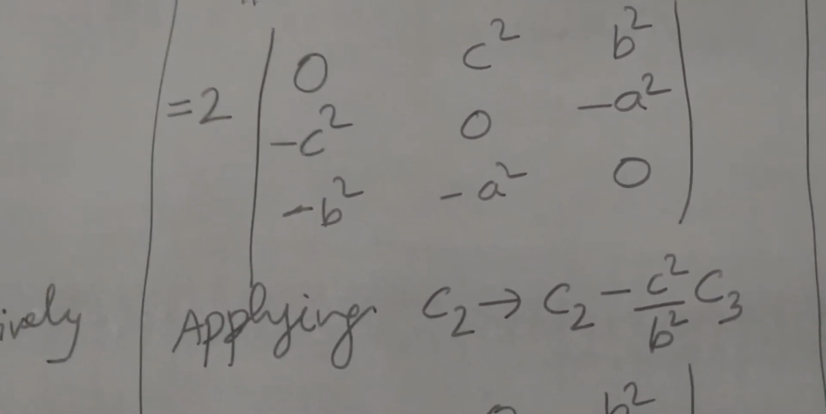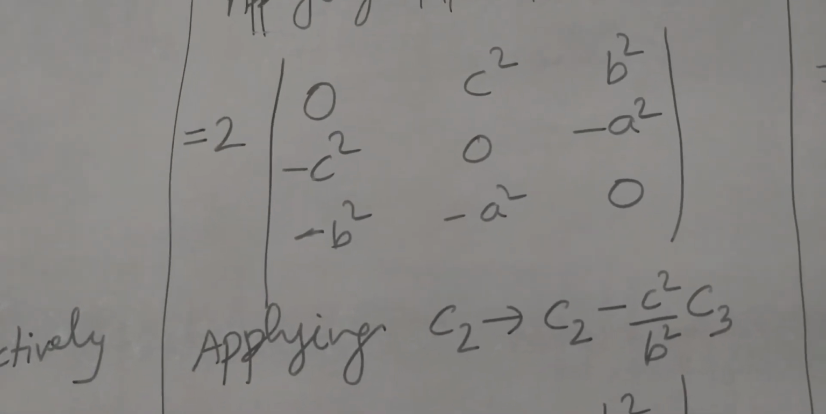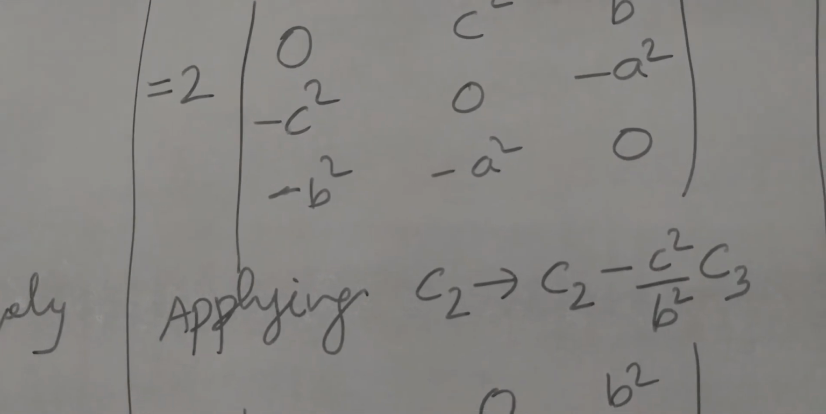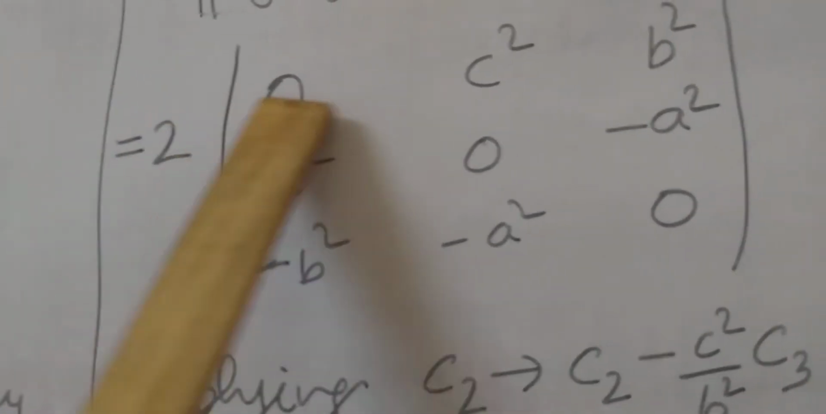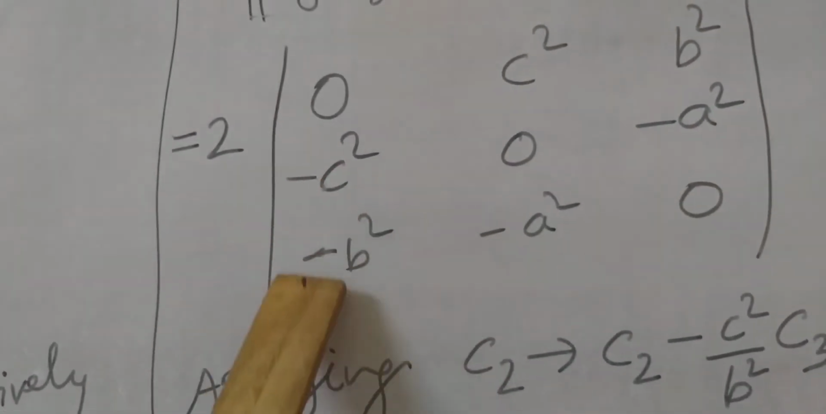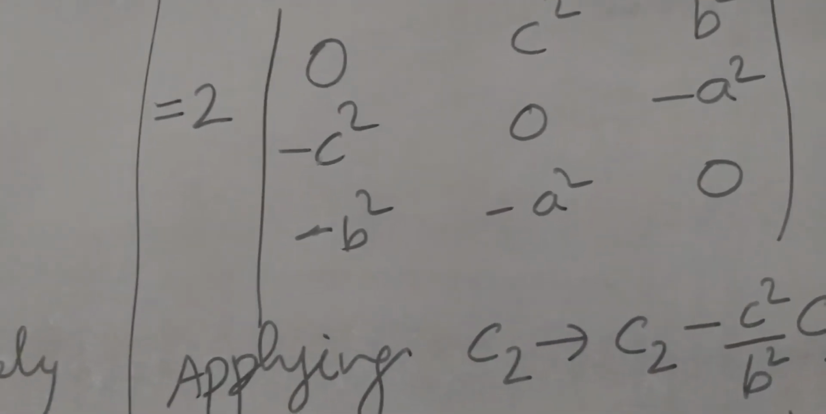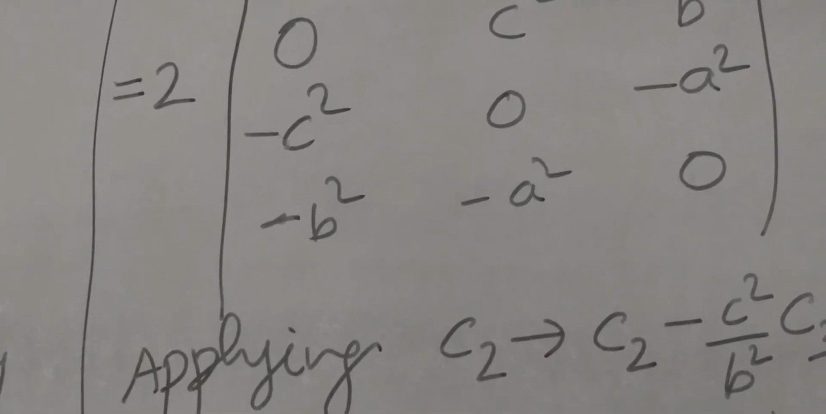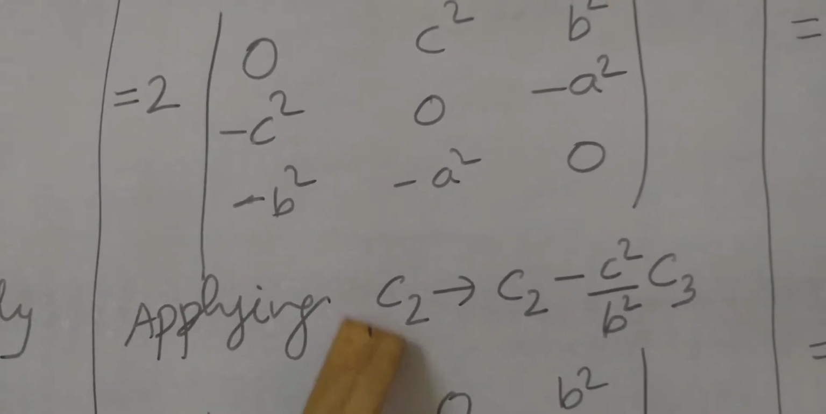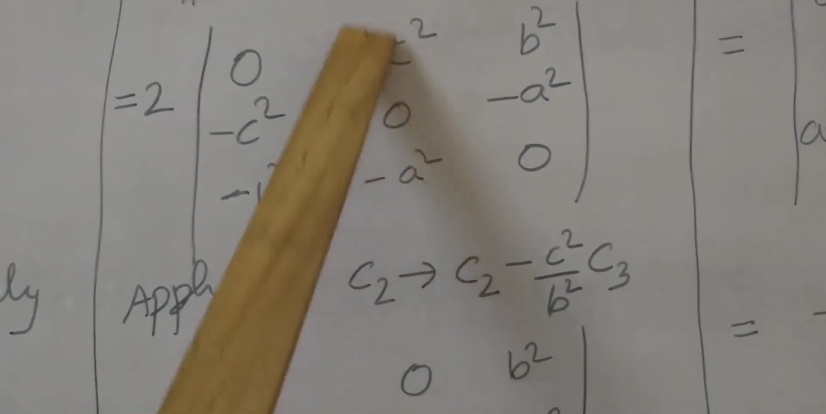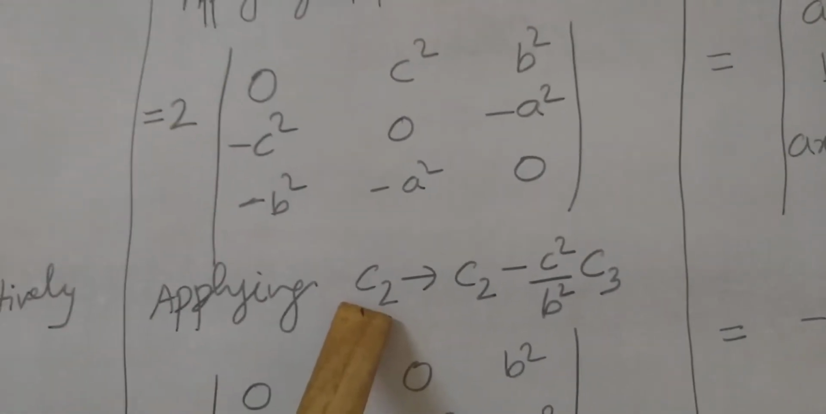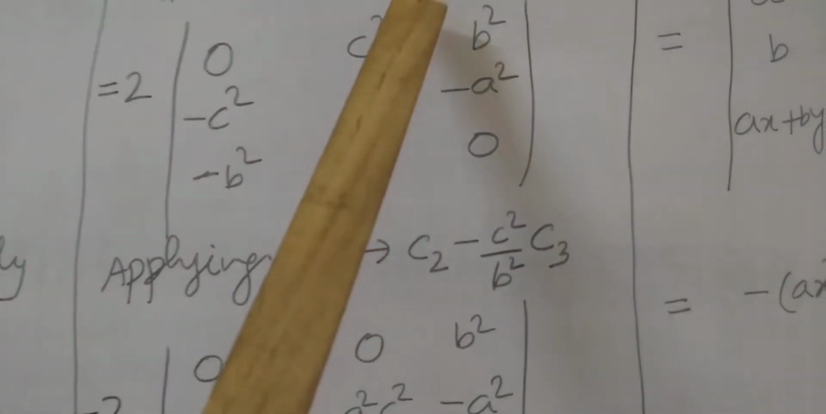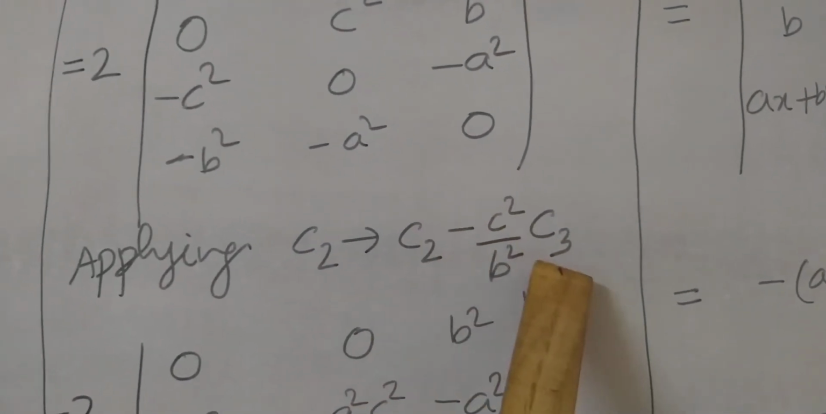Now, students, as I told you, we need 2 zeros in a row or in a column. You can see in this row only 1 zero, in this row only 1 zero, in this row only 1 zero. Correct? So to get 1 zero, I am going to apply this property. I am going to change C2. C2 tends to C2 minus C square upon B square C3.